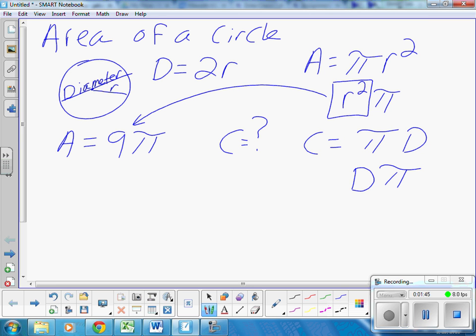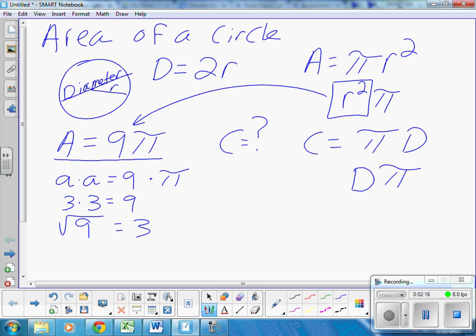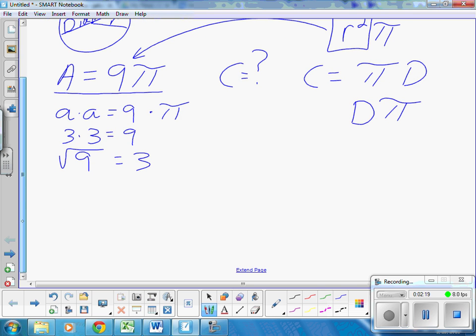So, in this problem, we have 9 pi as the area of the circle. So that tells me that some number squared, some number times itself, is equal to 9, and then it's times pi. Well, what number times itself is 9? That's 3 times 3 is 9. Some of you might think of it as, what is the square root of 9? And that is equal to 3. So we know that the radius equals 3.